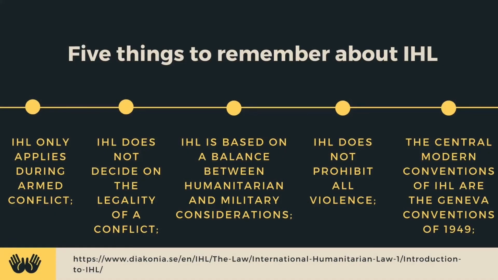In order to conclude my presentation, I would like to give you 5 things that you need to remember about international humanitarian law. First, international humanitarian law applies only during armed conflicts. Second, international humanitarian law does not decide on the legality of a conflict. Third, international humanitarian law is based on a balance between humanitarian and military considerations. Fourth, international humanitarian law does not prohibit all violence. And the last one, the central modern conventions of international humanitarian law are the Geneva Conventions of 1949.